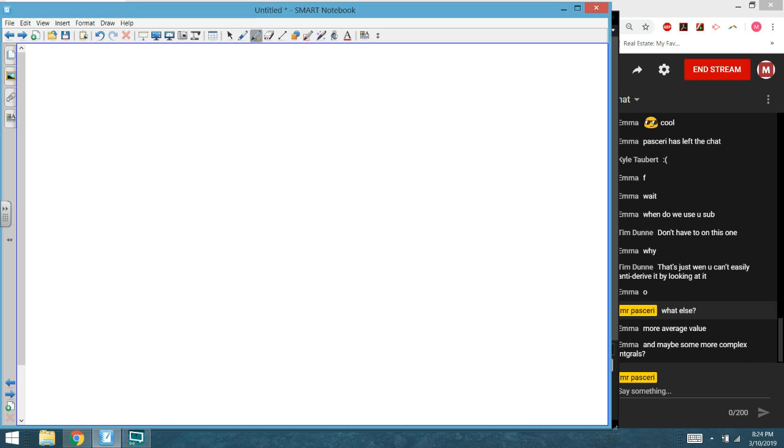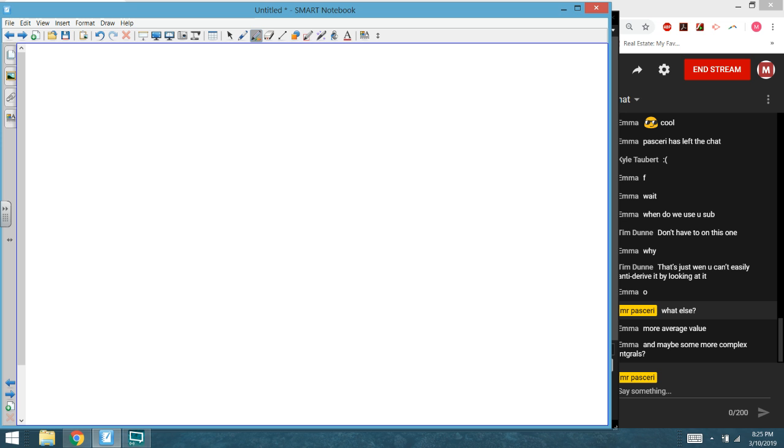Average value is not too bad. You just have to remember to divide by the width of the region. If you know you're integrating something, you can integrate it. Use a u substitution, use whatever you need, but then just divide by the width, so you can do b minus a.